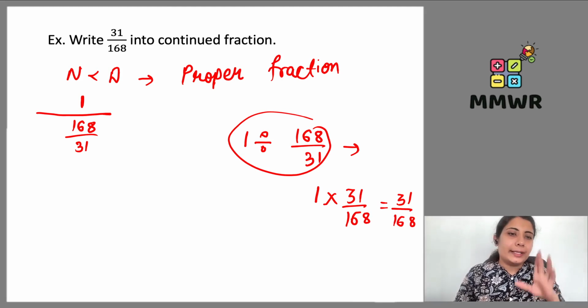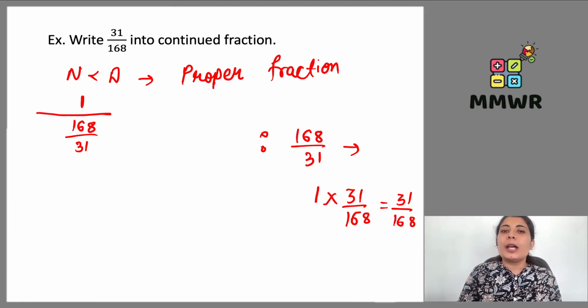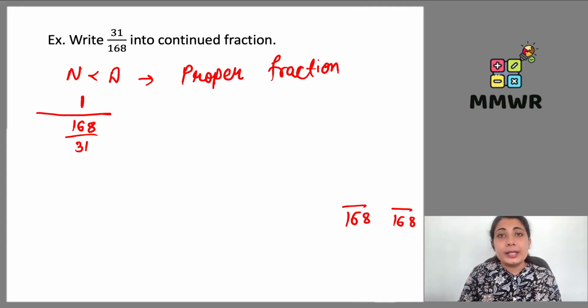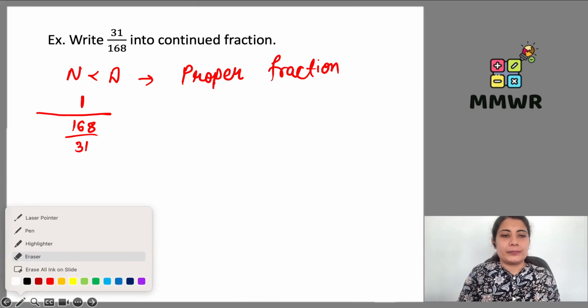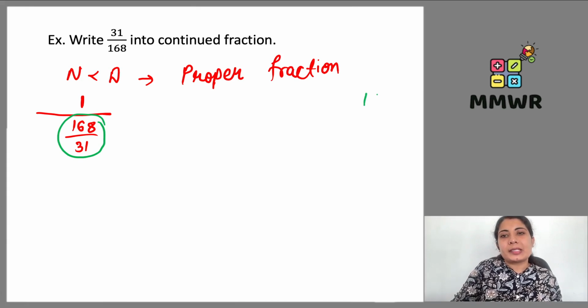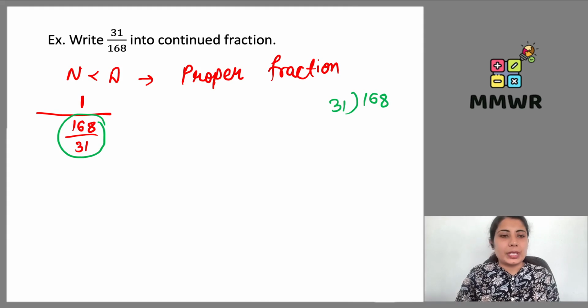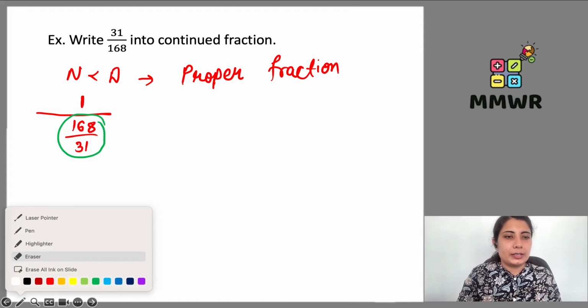So we can write this 31 upon 168 in this form: 1 upon 168 upon 31. Now if we check, the numerator is 1 and the denominator is in fraction form. So 1 upon 168 upon 31. Our focus will be on this part now. We will try to do 168 divided by 31. I will show you this calculation on this side.